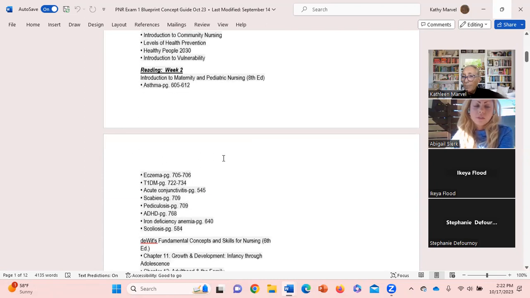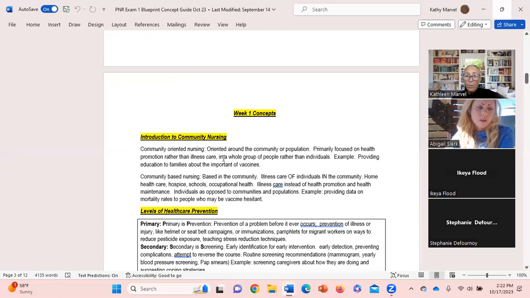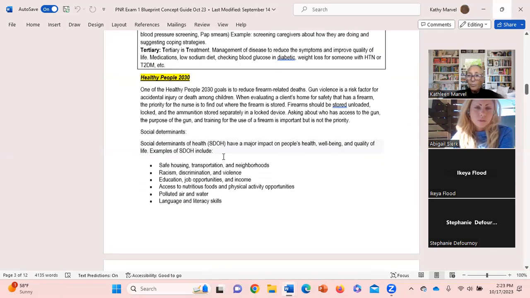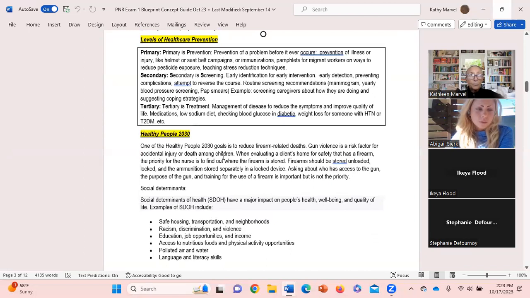Does that make sense? So you just have to be able to identify what prevention looks like with the migrant farm worker. What does prevention look like for the homelessness? What does prevention look like for the school nurse? What does prevention look like when you're assessing family risks?